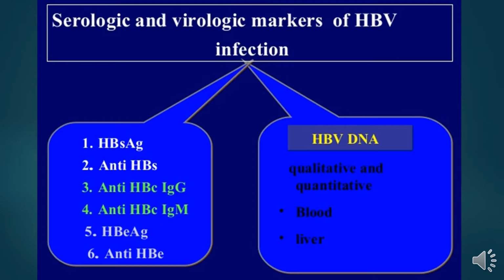The serological and biological markers of hepatitis B infection are hepatitis B surface antigen, anti-hepatitis B surface antibodies, anti-hepatitis B core IgG and IgM antibodies, hepatitis B e antigen and anti-hepatitis B e antibodies. Hepatitis B virus DNA can be measured qualitatively and quantitatively, usually in the blood.